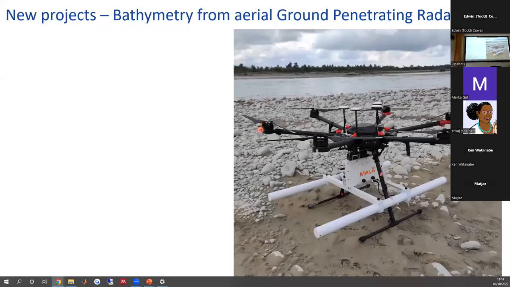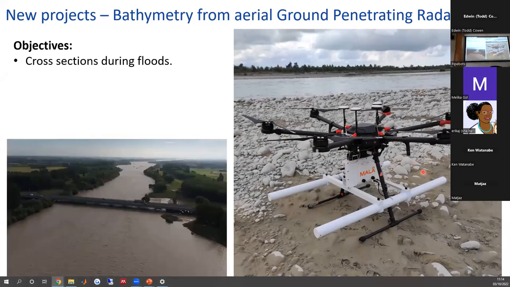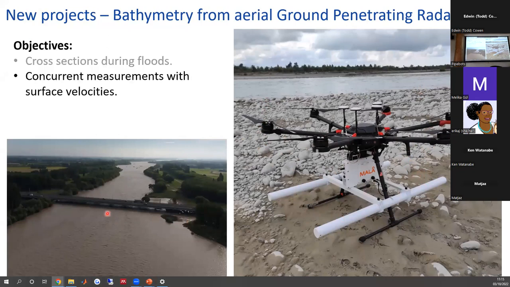Now, the next project to talk to you about is bathymetry from aerial ground penetrating radar. It's an aerial ground penetrating radar system on a DJI 3600 drone. It's found in New Zealand. And the objective of this project is to obtain cross sections during floods and to make concurrent measurements with surface velocity. So that's to obtain bathymetry at the same time as surface velocities and obtain bathymetry from remote sensing methods so that in-situ measurements aren't needed, because often it's not possible to actually get bathymetry during a large flood.